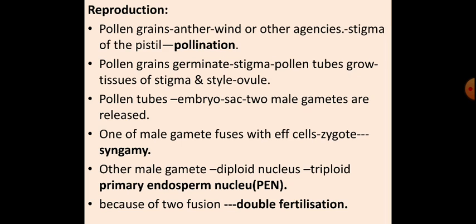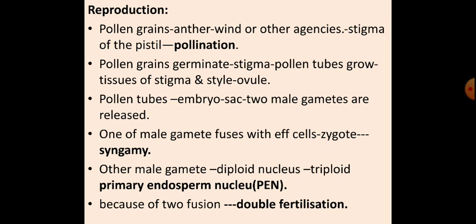Triploid primary endosperm nucleus. Since fertilization takes place two times, one is when one male gamete fuses with the egg cell, the first fertilization. The second is when the other male gamete fuses with the 2 nuclei, the second fertilization. Since two fusions take place, this is called double fertilization.